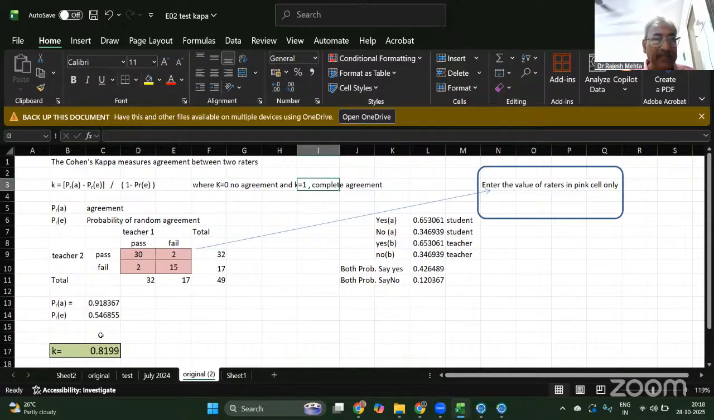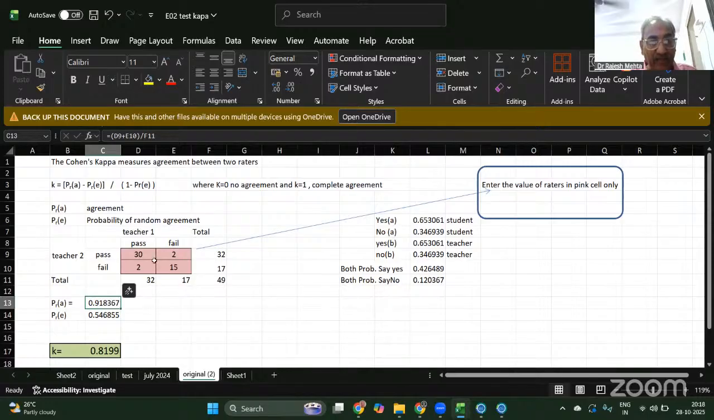The PA is calculated. If you can look over here, D9 plus E10. So this is D9 and this is E10. 30 plus 15. Those are the agreement. Right? Divided by F11. F11 is the total. Out of 49, what is the agreement? 30 plus 15, 45 divided by 49. So 0.91 is the probability of agreement.